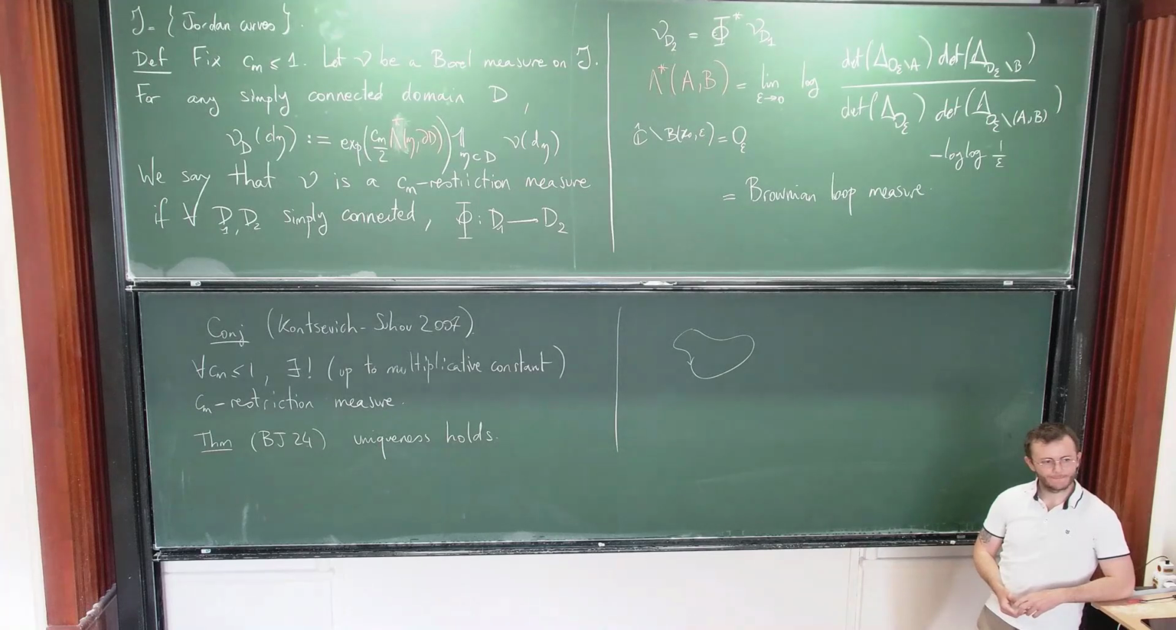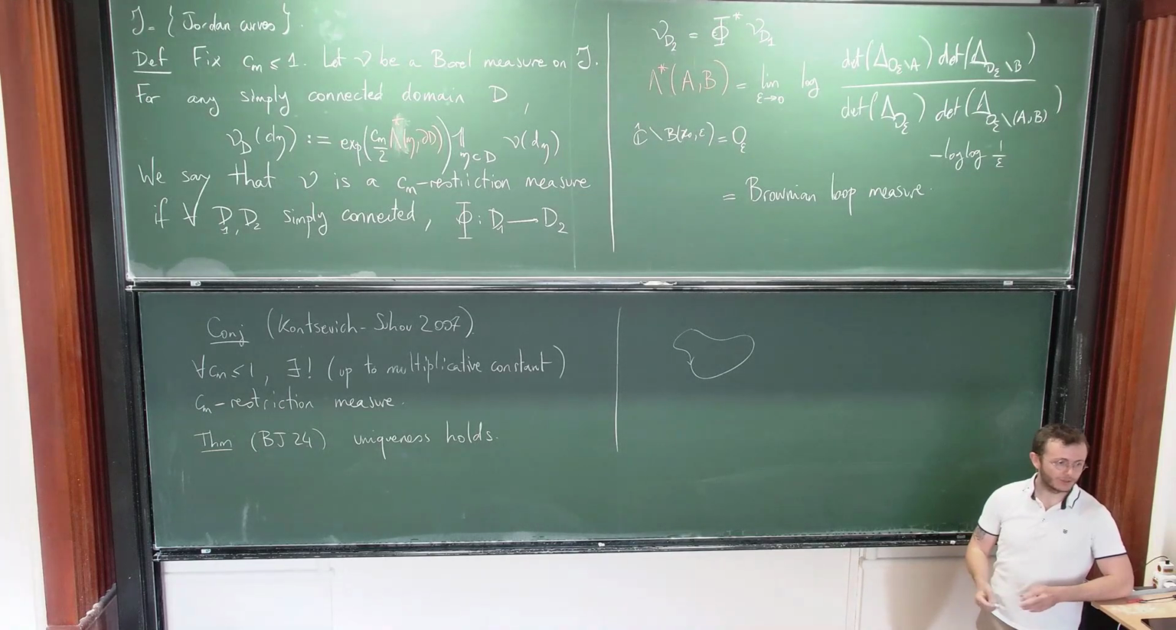Just to understand, what happens if you put c bigger than 1? If c is bigger than 1, then you are just outside of this realm, and it's not clear that such a measure would exist. That's basically the problem. And I think what we did with Guillaume might give you the existence of a measure, but it would be a complex measure, not a probability measure.